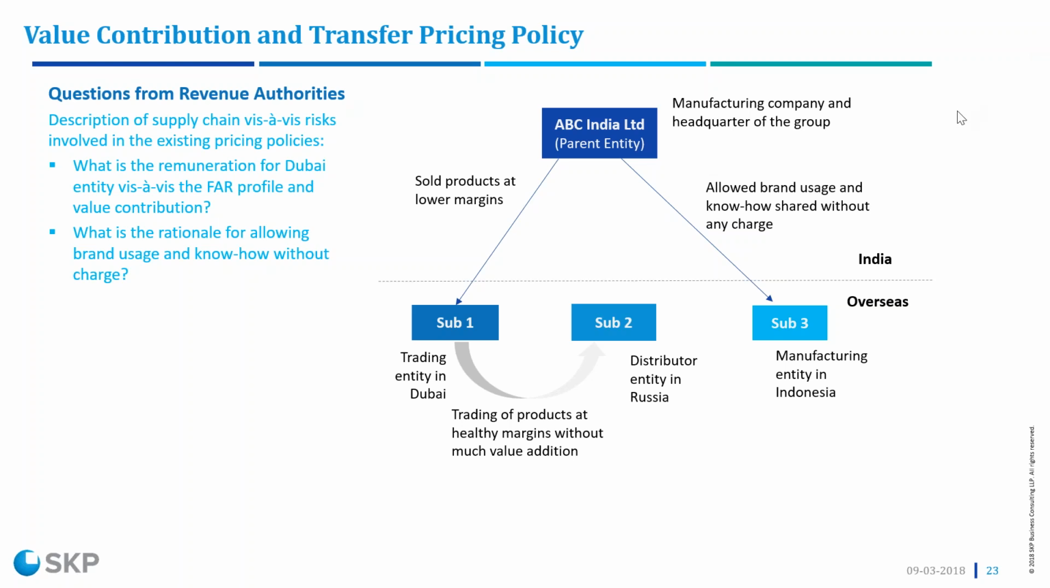Renu, do you have any comment on this point before we move on to the next one? No, not really. I completely agree. If I look at this particular structure, if the parent company is selling products to the Dubai entity at a low margin and without much value addition, and the Dubai entity is selling at a higher margin, it just looks to me to be a distributor, which should be on a cost plus basis. So again, yes, when you're doing the documentation or drafting the master file, the FAR analysis has to be very clearly brought out.